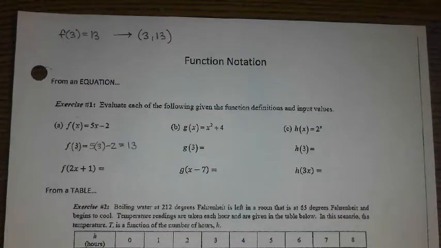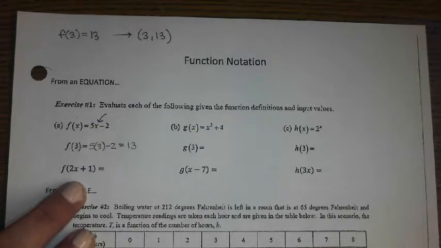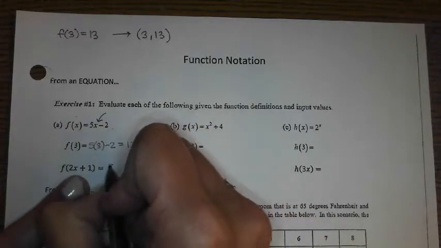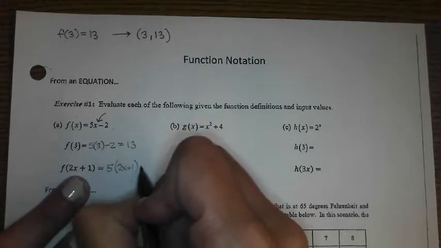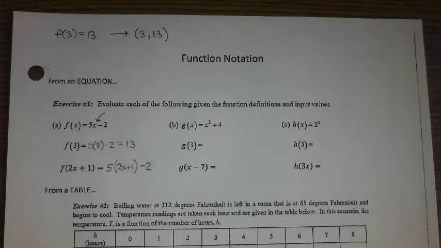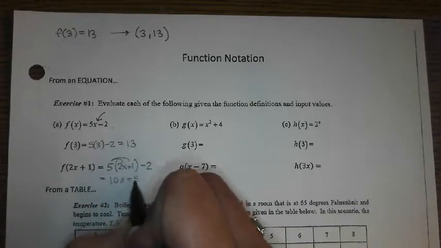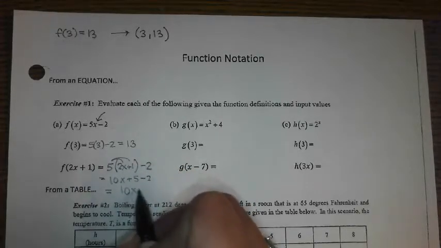Now on the second part, they ask you to do f of 2x plus 1. So we are plugging in 2x plus 1, wherever our x is. Okay? So they've taken out the x, they've replaced it with a 2x plus 1, so we're going to do that over here. 5, we're going to take out the x, replace it with 2x plus 1, and then minus 2. And then we're going to simplify, so we have to distribute and combine. So that's 10x plus 5 minus 2, and that's going to be 10x plus 3.